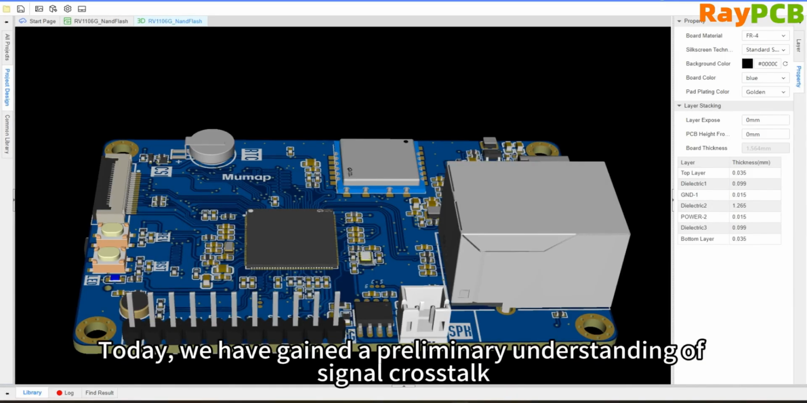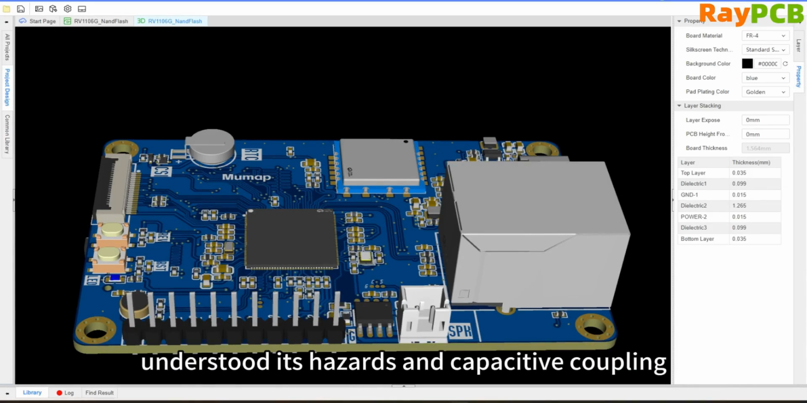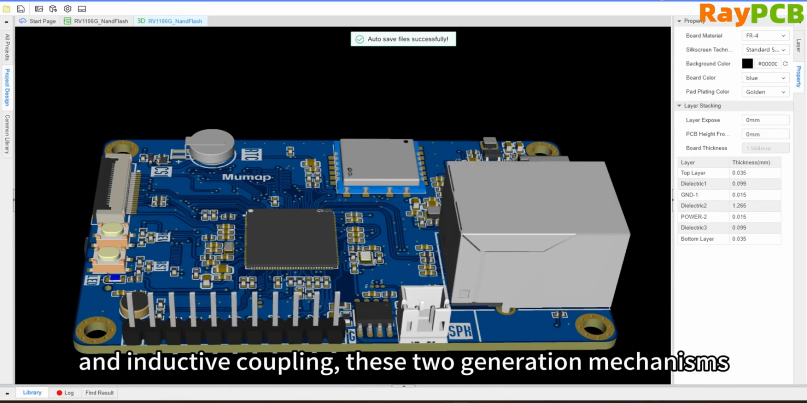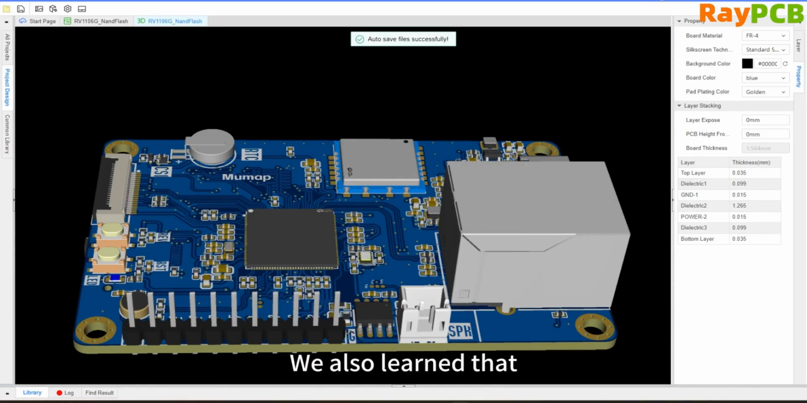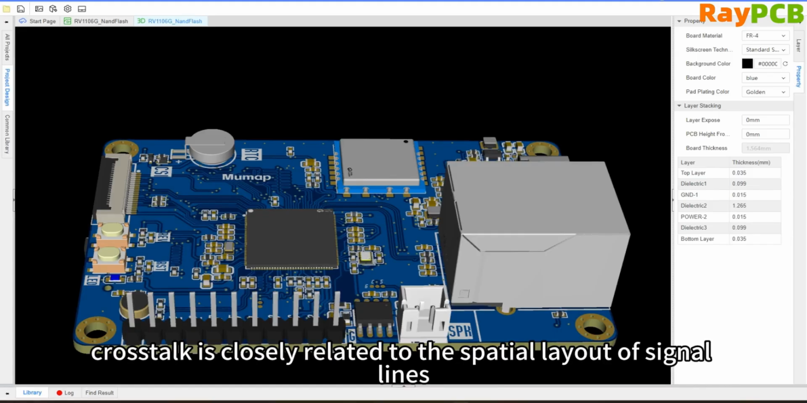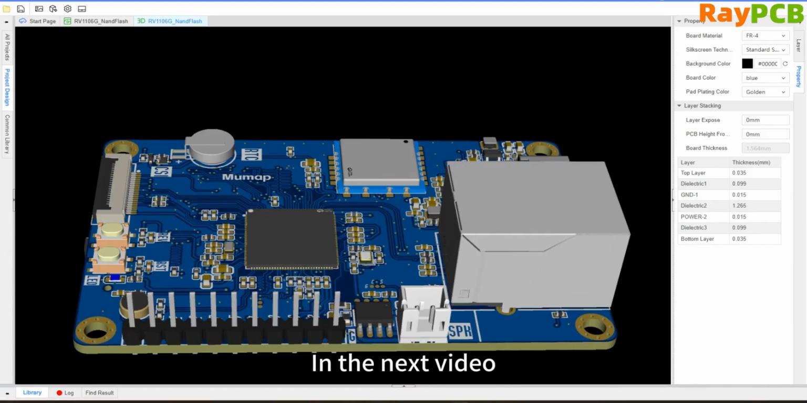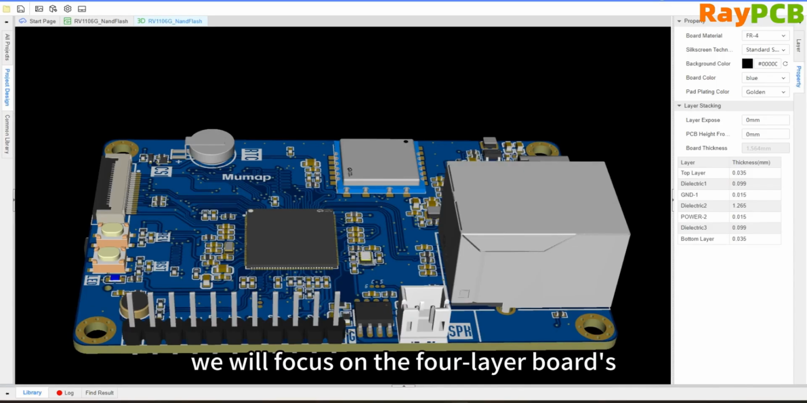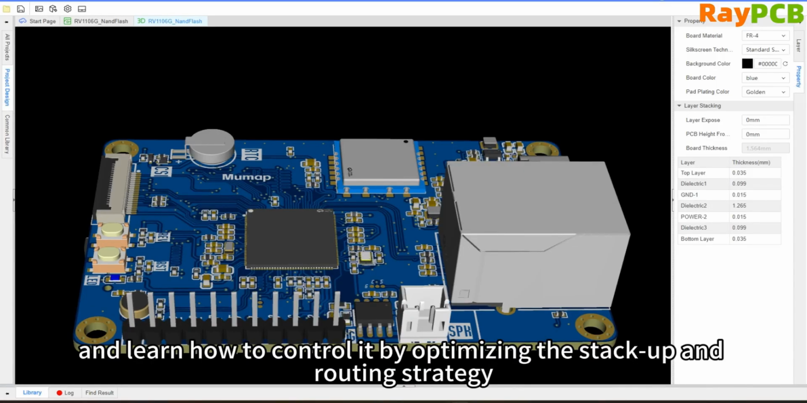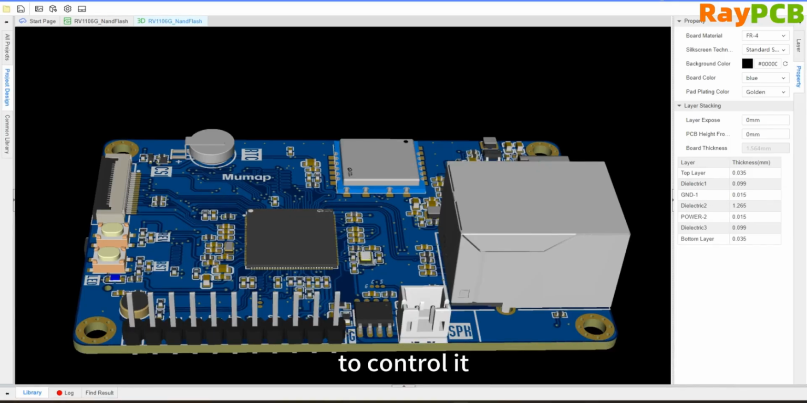Today we've gained an initial understanding of signal crosstalk, learned about its hazards, and the 2 mechanisms by which it occurs, resistive coupling and inductive coupling. We've also learned that crosstalk is closely related to the spatial layout of signal lines. In the next video, we'll focus on interlayer crosstalk specific to 4-layer boards and learn how to control it by optimizing layer order and using shielding technique.